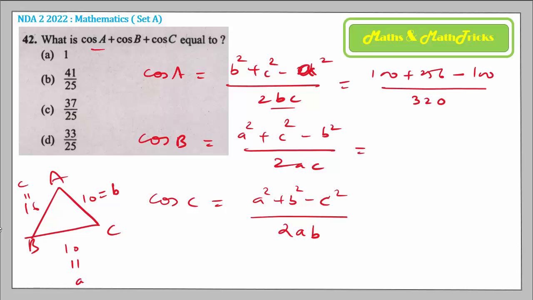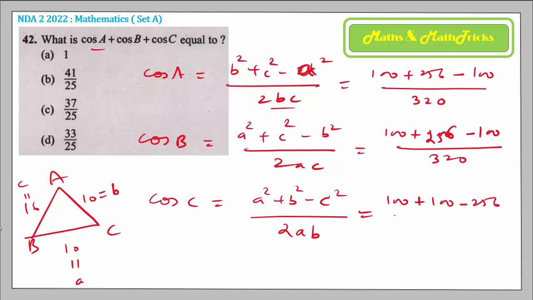And then here a square is 100, plus c square is 16 square, 256, then again minus 100. This is divided by 2ac, that is 2 into 160, so again you are getting 320. So here also you substitute a square, which is 100, then b square, which is 100, and c square, you have 256 here.